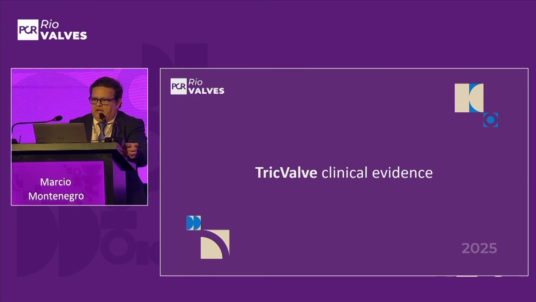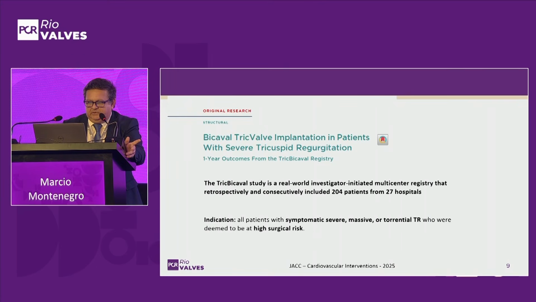Then I'm going to show you some TricValve clinical evidence. The last paper just published was the TricValve registry. We know that it's a registry, but the TricValve study is a real-world investigator-initiated multi-center registry that retrospectively and consecutively included more than 200 patients from 27 hospitals. The indication was all patients with symptomatic severe, massive, torrential TR who were deemed to be at high surgical risk.